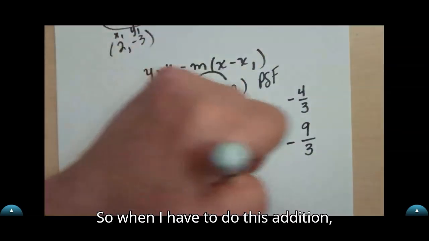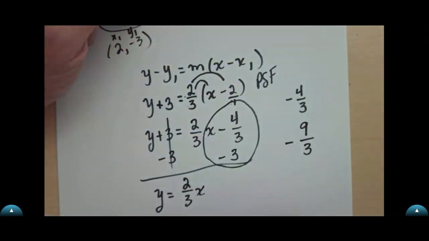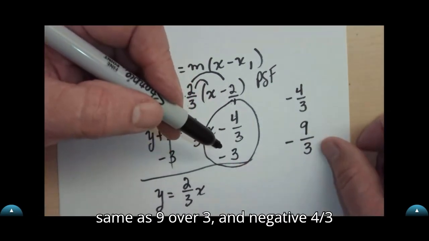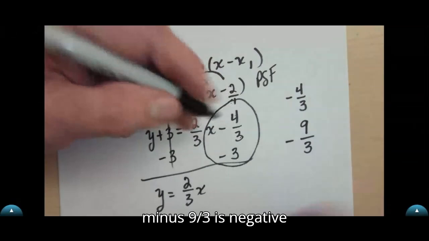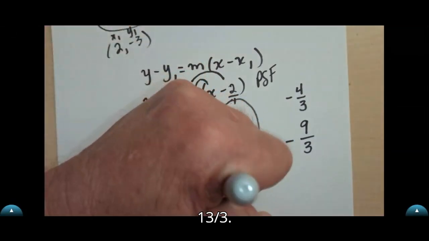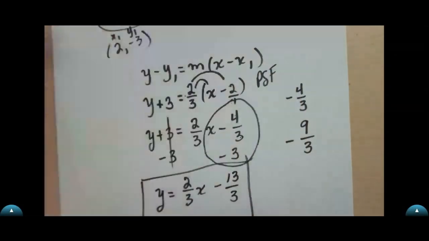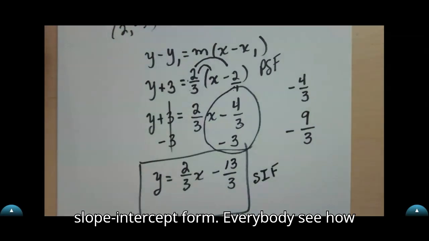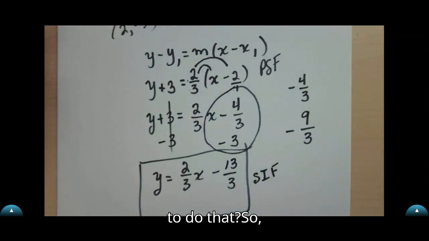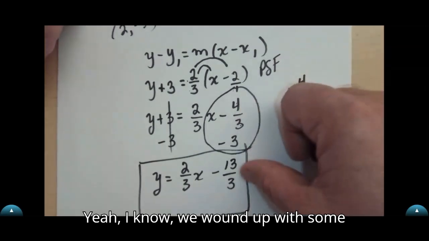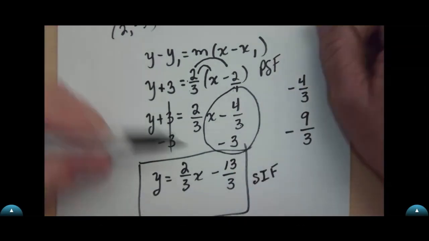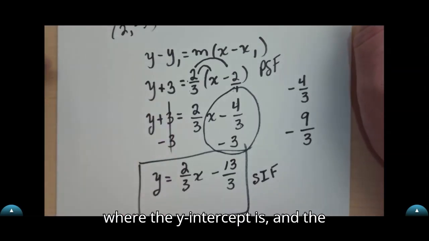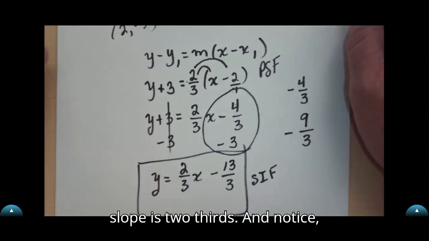So when I have to do this subtraction, where I'm actually working with fractions, I can just say that 3 is the same as 9/3. And -4/3 minus 9/3 is -13/3. And there's the equation of the line in slope-intercept form. Everybody see how to do that? So, yeah, I know, we wound up with some fractions, but oh well, it is what it is. -13/3, which would be -4 1/3. That's where the y-intercept is. And the slope is 2/3.